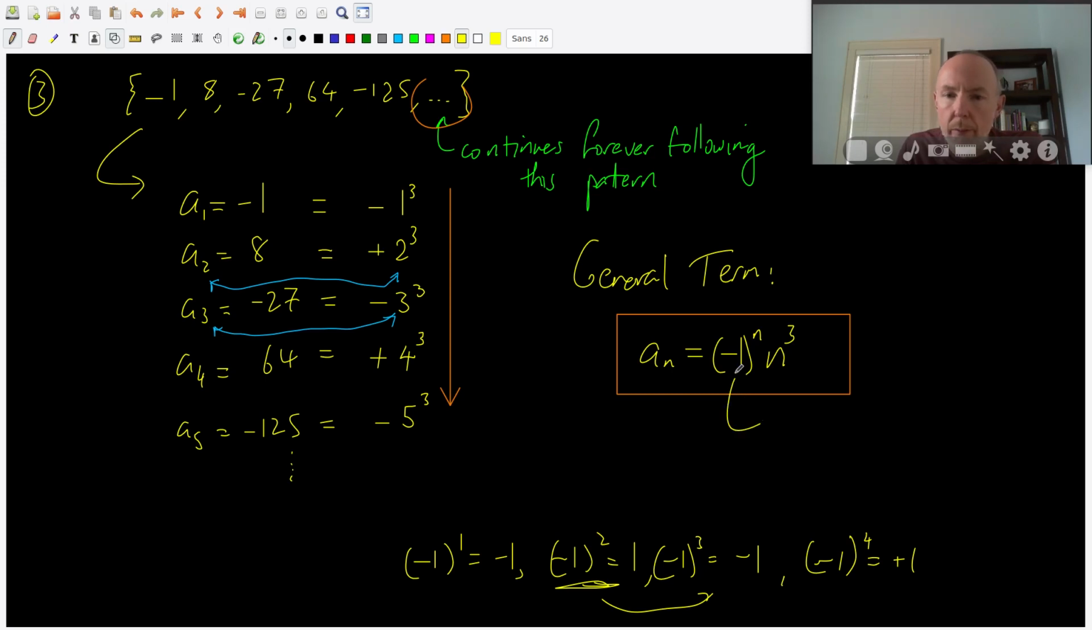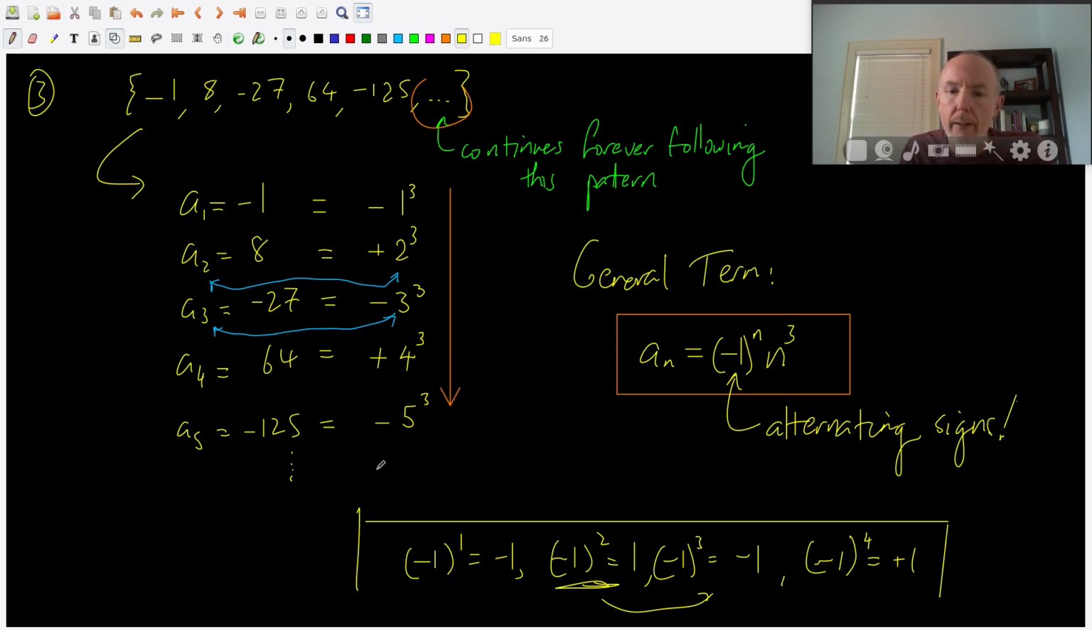Whenever you see this alternating pattern, where the sign alternates, that's going to correspond to a minus 1 to the power of n, which kind of follows from the argument I made down here. So we'll have lots of practice looking at them. So let's have a look at another example.